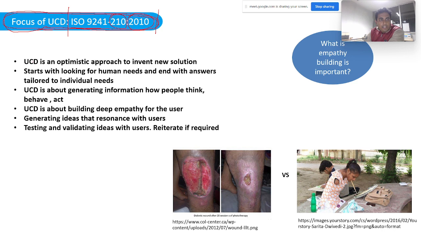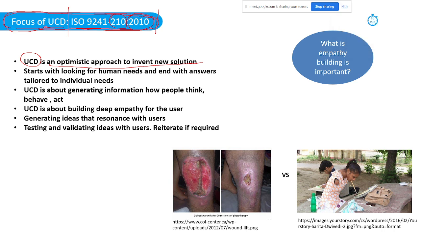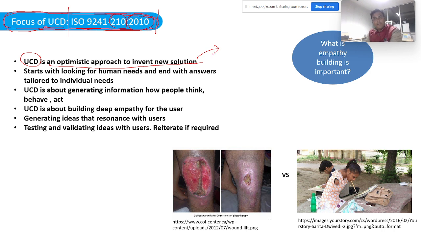So UCD, the user-centric design approach, is basically an optimistic approach to invent a new solution. There is no guarantee that if you are using user-centric design, you will end up with a perfect or ideal solution. But it's an optimistic approach.